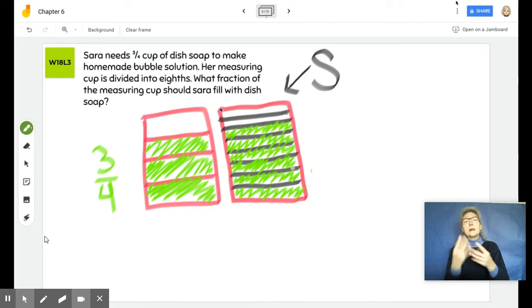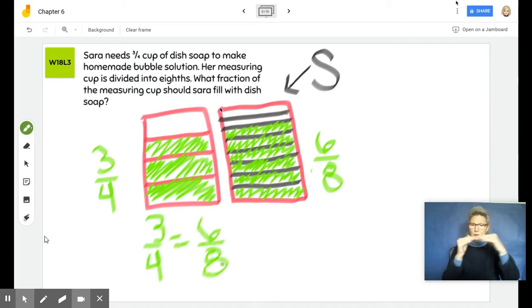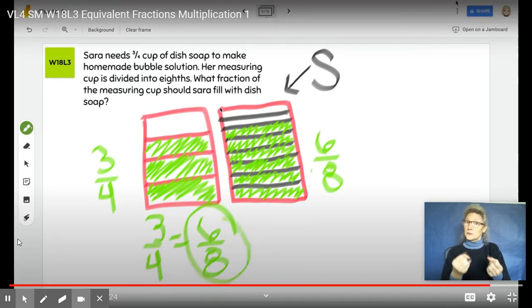How many parts do we have shaded in? We have 1, 2, 3, 4, 5, 6. We have 6 out of 8 parts shaded in. That tells me that 3/4 is equivalent to 6/8. So to answer the question, what fraction of the measuring cup should Sarah fill with dish soap? She should fill in 6/8 parts of the measuring cup. I'm going to go ahead and circle my answer. That's how much she needs of dish soap.